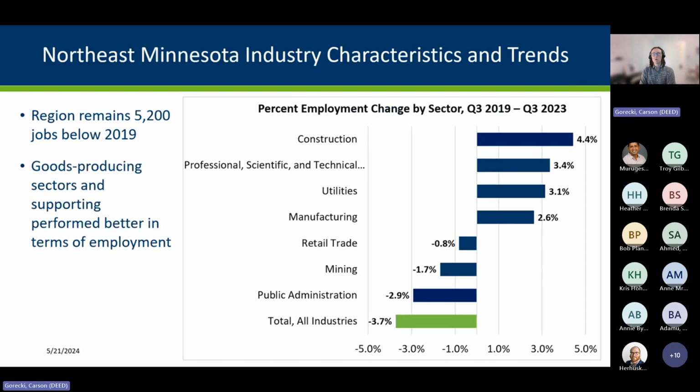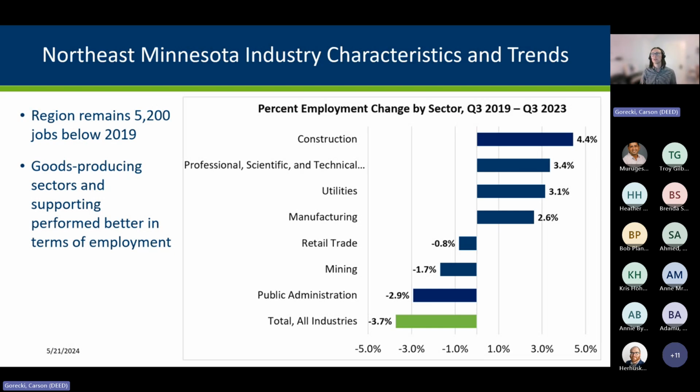Adding to this talk about employment, this is by industry sector for Northeast Minnesota. As I mentioned, we're about 5,100 jobs short of where we were in 2019, but the trend was not the same for all sectors. Depending on what industry you were in, you tended to fare better or worse over the last 4 years. What we like to call our goods producing sectors, so construction, manufacturing, and mining, fared a lot better than the average industry in terms of employment change. They either added jobs, like construction and manufacturing, or, like mining, declined less than average.